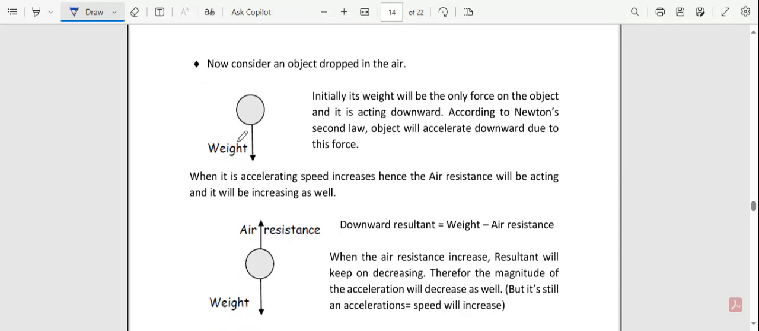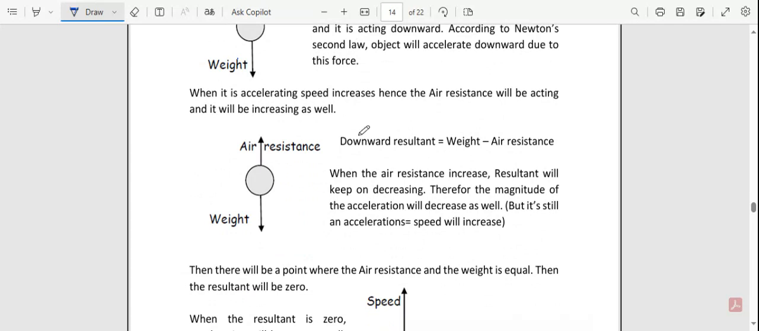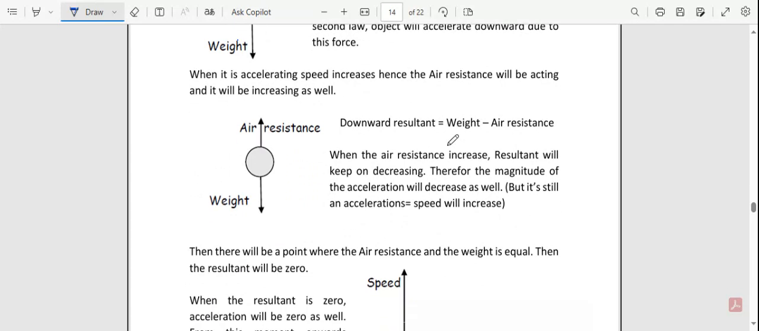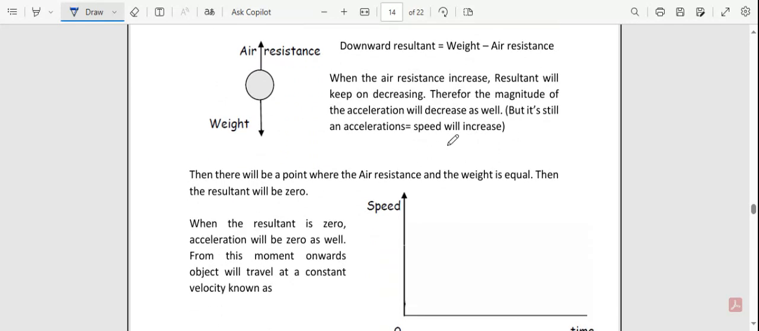Consider an object dropped from rest. Initially, its weight will be the only force on the object and it is acting downwards. According to Newton's second law, the object will accelerate downward due to this force. When it is accelerating, speed increases, and the air resistance also increases. Right? So now what will happen? The downward resultant force is weight minus the air resistance. When the air resistance is increasing, the resultant force keeps on decreasing.